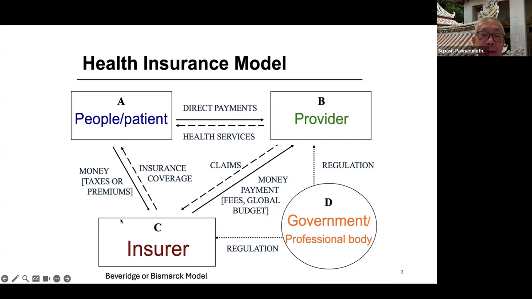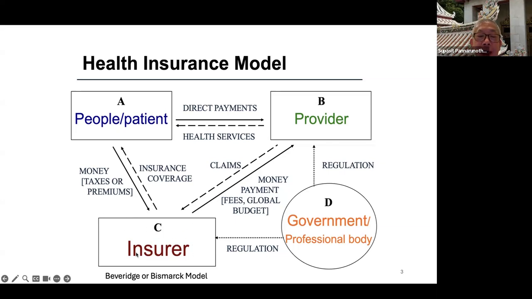the countries will collect either premium or tax as the insurers. If they collect tax, then it becomes the Beveridge model. If the insurers or the payers collect premium as the contribution, it's social insurance, social security. This is the model of the payer or the funders.